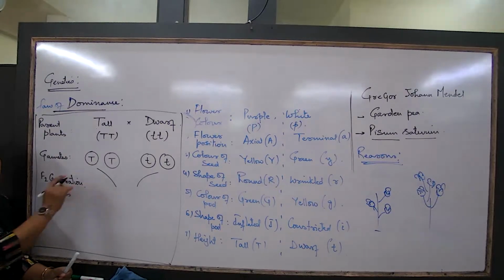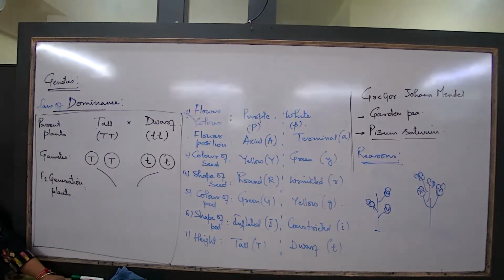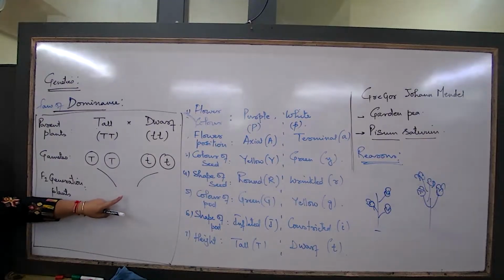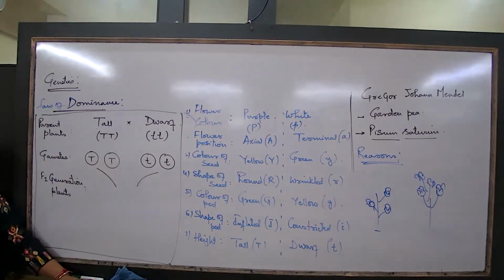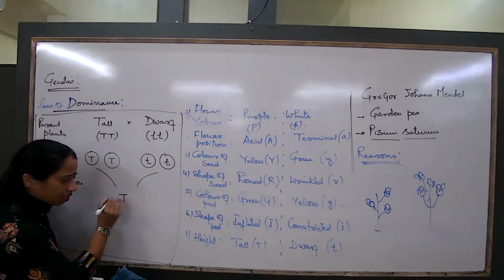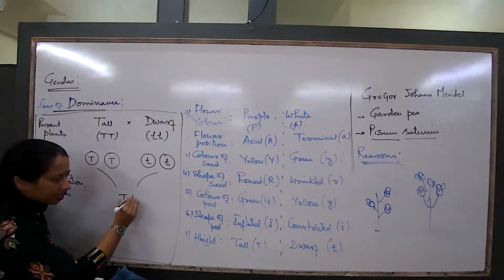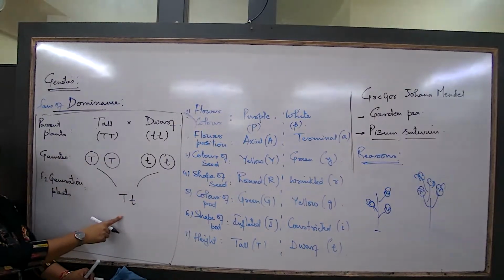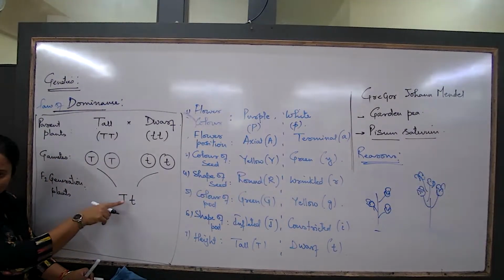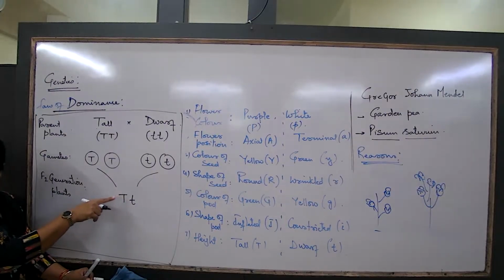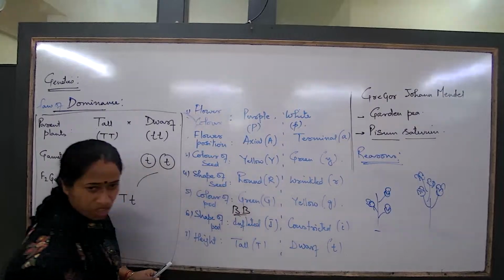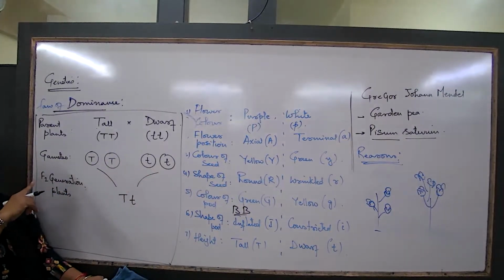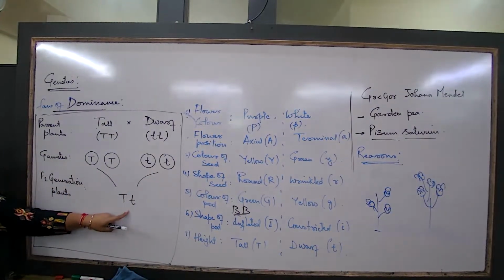What is the pair of chromosomes formed? Tell me now. What will be the pair of alleles if this and this chromosome fertilize? Capital T and small t. What is the phenotype of this plant? What do we call this? Genotype. This is the genotype, the pair of alleles. What did we learn earlier? I had shown you in the previous example, yes, this is the genotype.